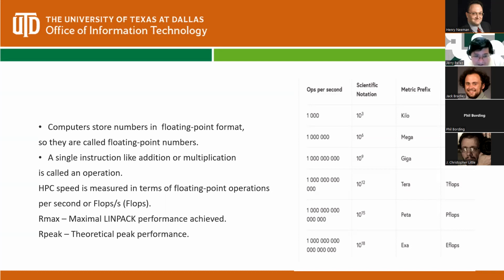And so when we're measuring the performance of a supercomputer, we have two indices. One is the Rmax, which is the maximal achieved performance, and the other is Rpeak, which is the theoretical peak performance. As you see here on the right, there's a little table that talks about the operations per second. And then the next slide will talk a little bit about how this can scale.